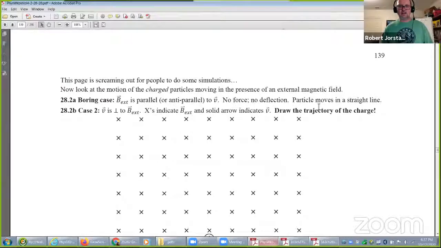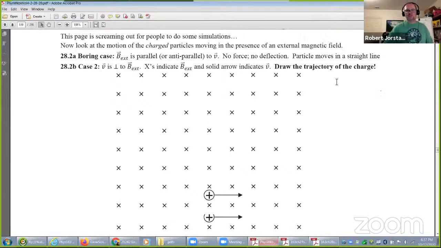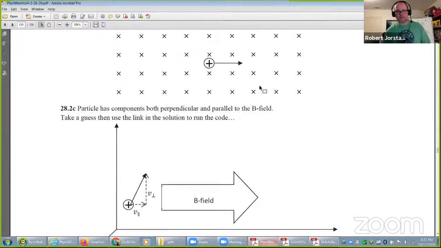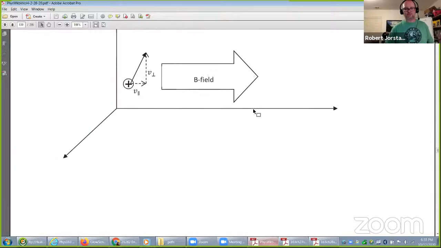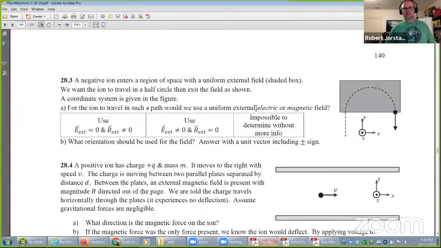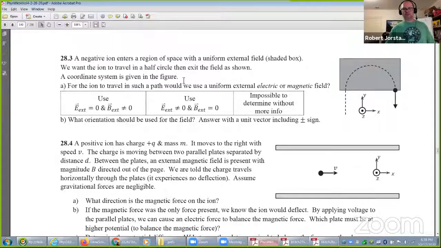It's not too bad. You can sketch out what should happen. This is the code. There's the solution in there to run the code. So that's where that code is. And you can copy it into your own Glow script if you want. And then we're going to start moving on. Notice we're going to use electric fields and parallel plates with magnetic fields at the same time, starting next time.